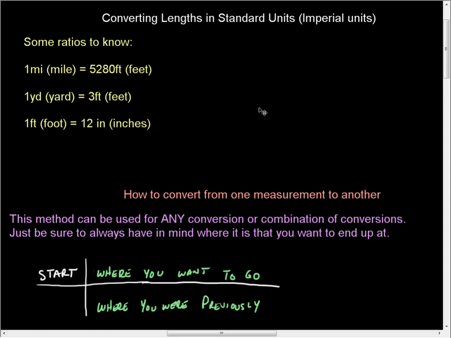Anyway, some ratios that you want to know in length. There are several different ratios that we'll examine later on in subsequent videos. But in length, you have 1 mile, which is 5,280 feet. You'll notice I do not give miles to yards, because I don't really want to memorize more than I have to. 1 yard is 3 feet, and again, I don't give the inches in yards. I allow the conversions to happen that way, and 1 foot is 12 inches.